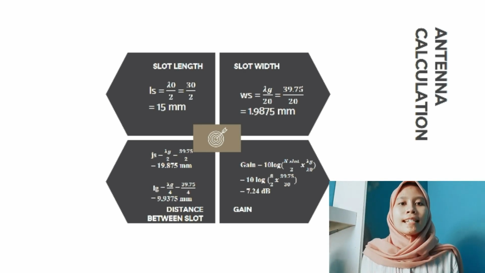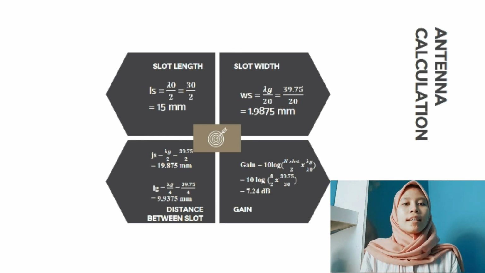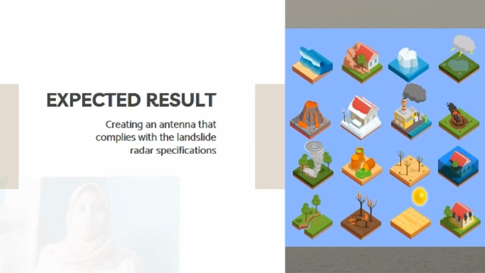The antenna calculation results give a slot length and slot width of 15 mm and 1.9 mm. The distance between the two slots facing each other is 90.8 mm and the distance after two slots to the next slots is 9.9 mm, and the last gain value is 7.2 dB.